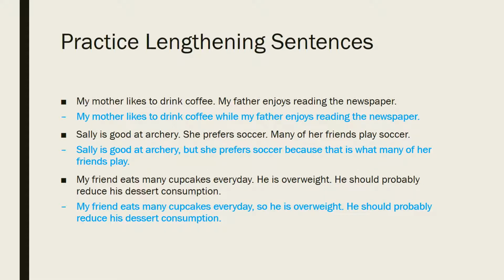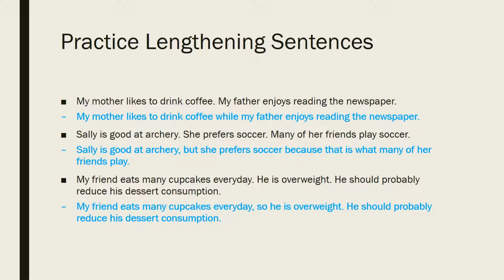Okay, so this is how I combined these sentences. In the first one, these 2 sentences, my mother likes to drink coffee, my father enjoys reading the newspaper. They're the same exact sentence structure, and so it may be good to combine them with some kind of transitional phrase or some connector or even a conjunction. So this is just my example. You may have combined them in a different way, but I said, my mother likes to drink coffee while my father enjoys reading the newspaper.